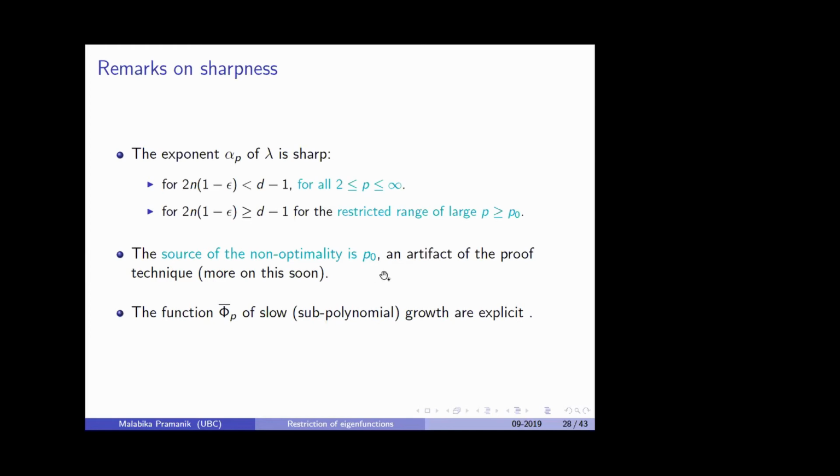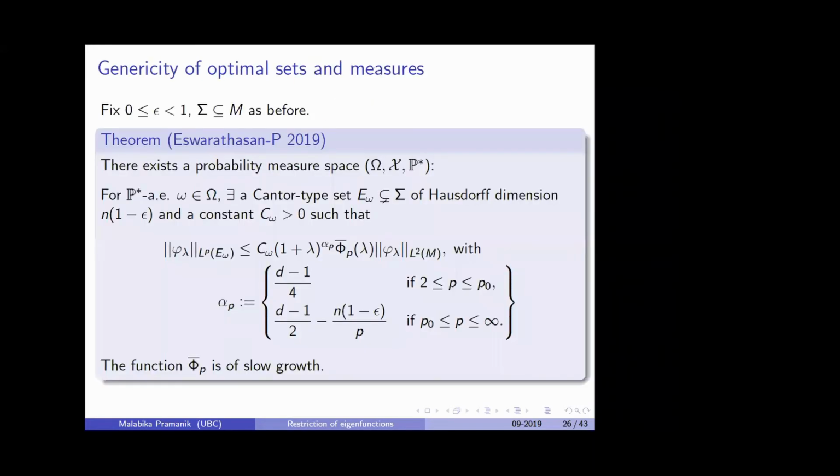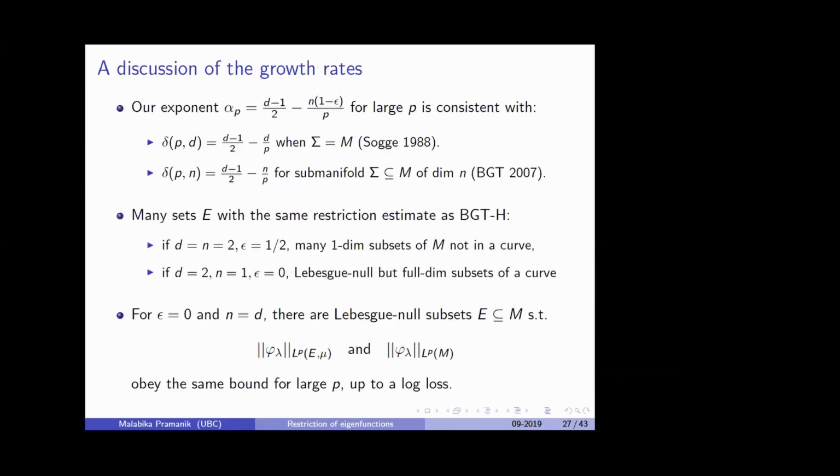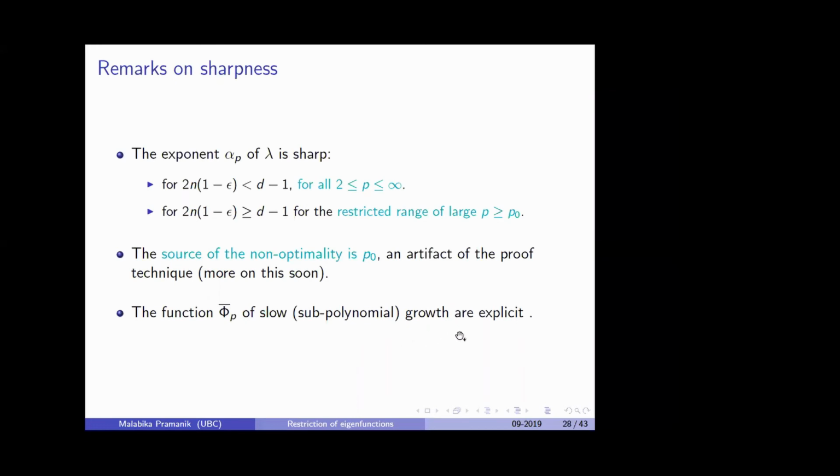The good news is that our analysis fails for identifiable reasons, allowing us a way forward in terms of improvement. I will return to this point at the end of my talk. I showed you this function phi p bar lambda, a function of slow growth in our genericity of optimal sets and measures. This function of slow growth, it's actually explicitly computable.